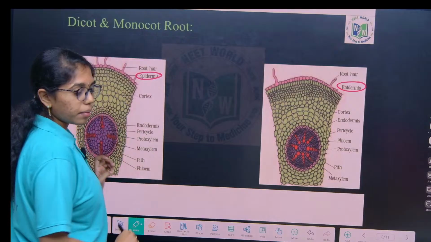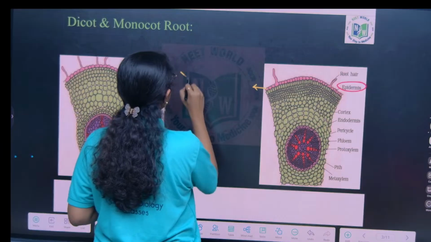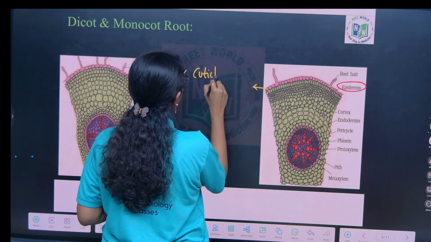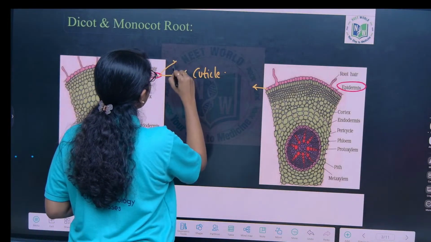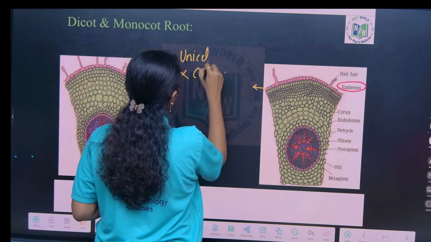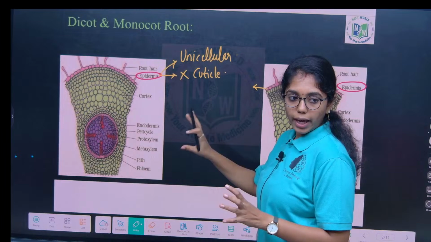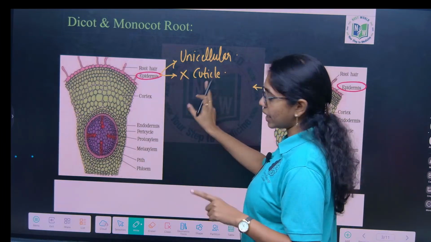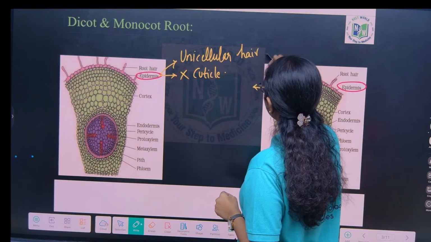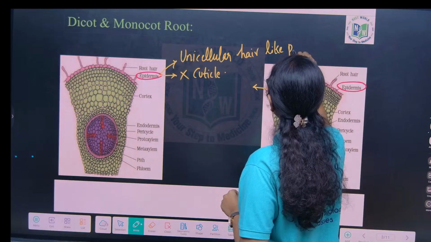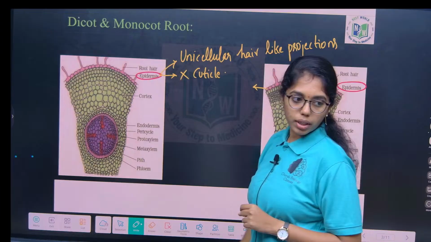Now is the image clear, ma? Yeah. Epidermis doesn't have what? Cuticle. It is not covered by any cuticle. And it has unicellular hair-like projections called root hairs, for both monocots and dicots. In both dicot and monocot, epidermis is single layered and it has unicellular hair-like projections. Hair-like projections called as what? Root hairs. And there is no cuticle.